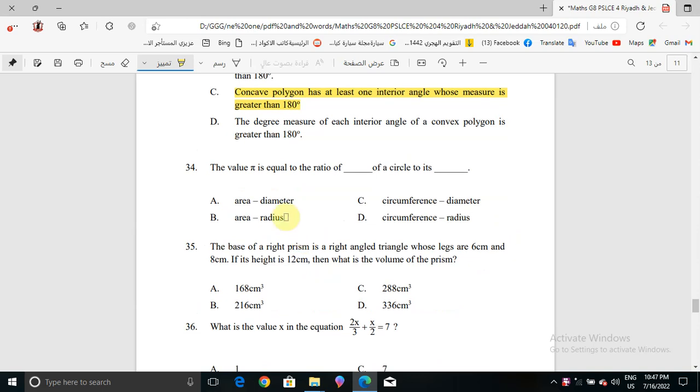Okay, now in question number 34, it says the value pi is equal to the ratio of what of a circle to its? It will be the circumference and diameter, right?